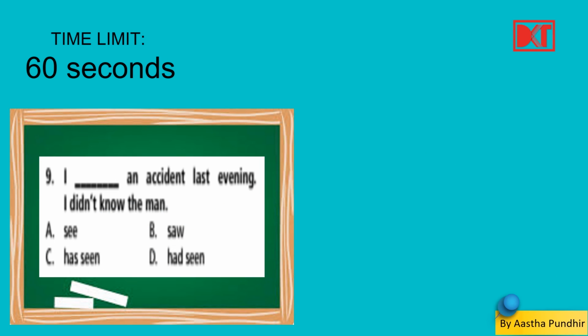Alright, next. I dashed an accident last evening. I didn't know the man. Here: see, saw, has seen, had seen. Here the correct answer is B, saw. I saw an accident last evening. Again, in this question also, it becomes very easy. We can apply our trick and simply choose simple past.